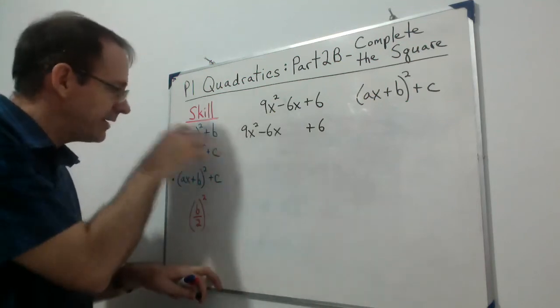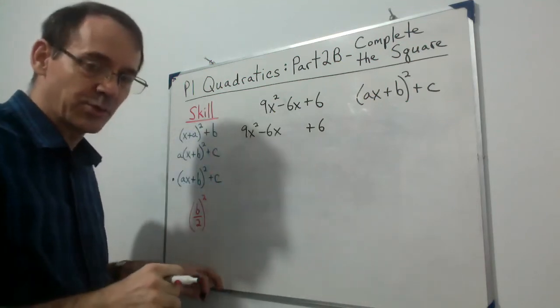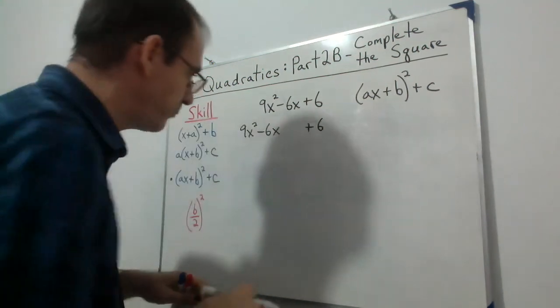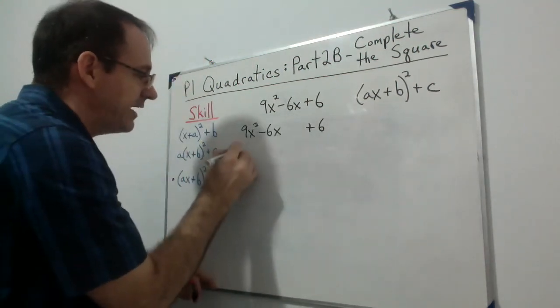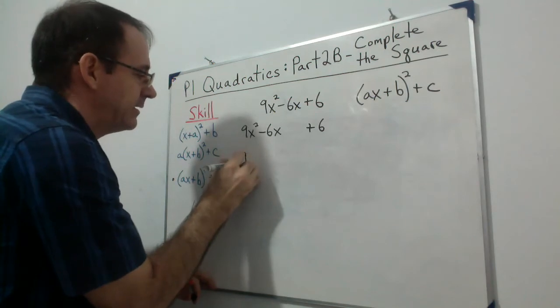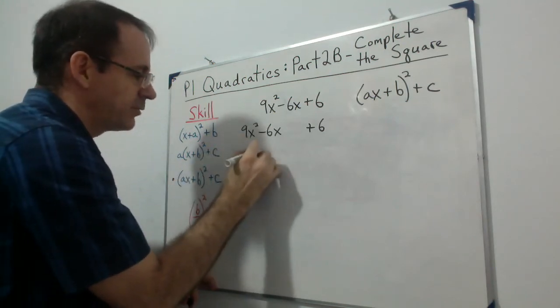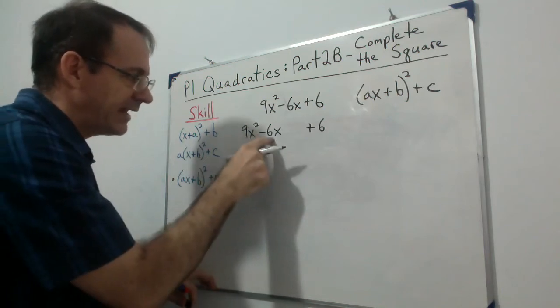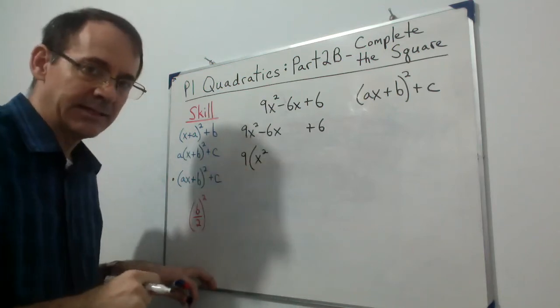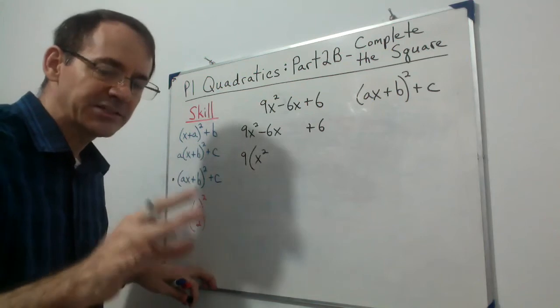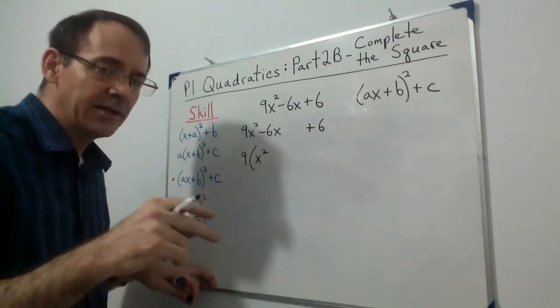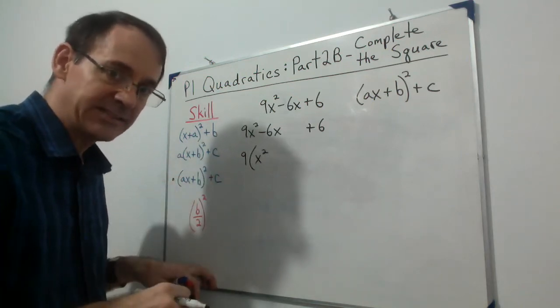You could actually run into fractions in these other ones as well, just didn't in the examples. So we're going to take out that 9. Now when we take out that 9, 9 divided by 9 is x squared. Well, now we have a negative 6 divided by 9. Listen, don't let fractions scare you. They're just two numbers with a divide sign in the middle.